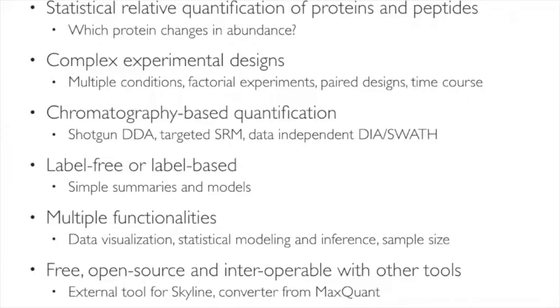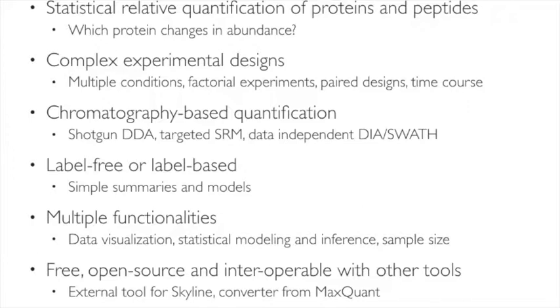For the moment, MSstats is applicable for experiments with chromatography-based quantification, where we use chromatographic peaks for quantification: shotgun, SRM, DIA, PRM. What it doesn't work with yet is iTRAQ or TMT, because iTRAQ or TMT reporter ions do not have the chromatography profile, right? They're more like reporter ions. These methods can be extended, but for the moment we don't have them implemented by default. We can work with label-free or label-based, especially if we have synthetic labeled reference peptides.